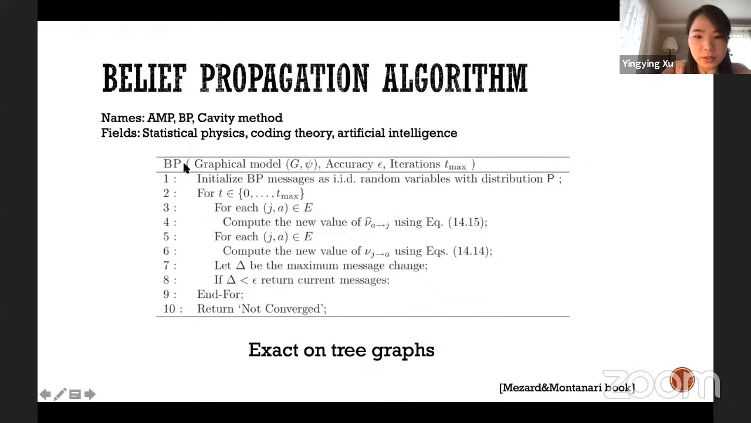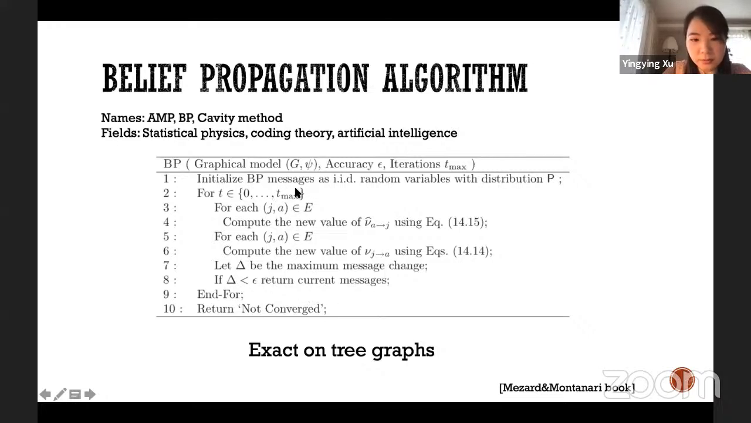So the standard routine is to set an initial condition for the random variables, and we set the maximum iteration number. For each JA pair on the graph, we compute message A to J, and we compute message J to A. Then we compute the updating error, the maximum message change. If the message change is smaller than some threshold we set, then the algorithm has converged.